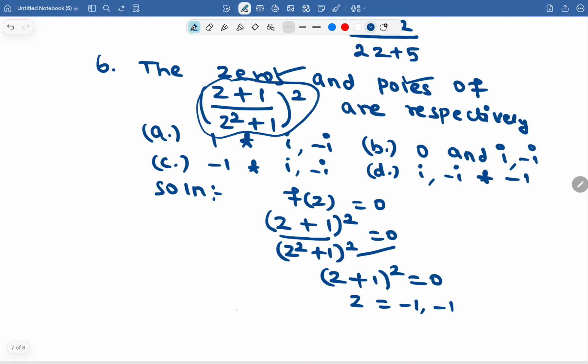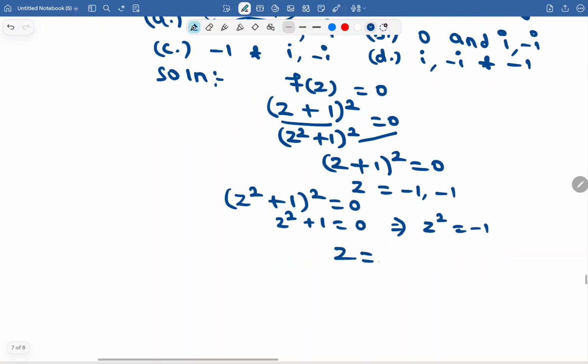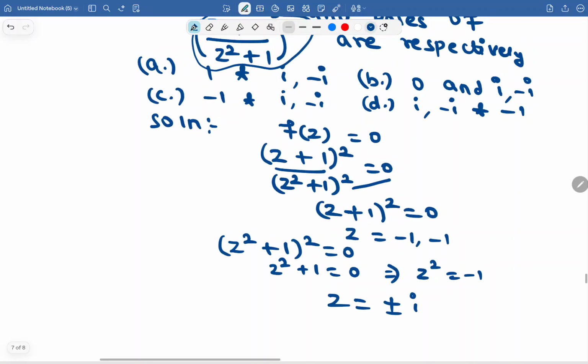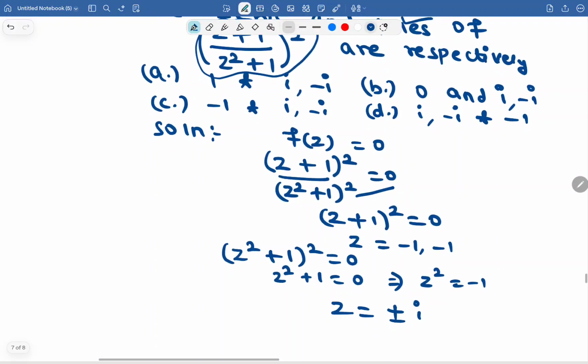is nothing but equate the denominator to 0, that is (z square plus 1) whole square equal to 0, z square plus 1 equal to 0, z square equal to minus 1, which implies z equal to plus or minus I. Zeros minus 1 and poles I comma minus I.